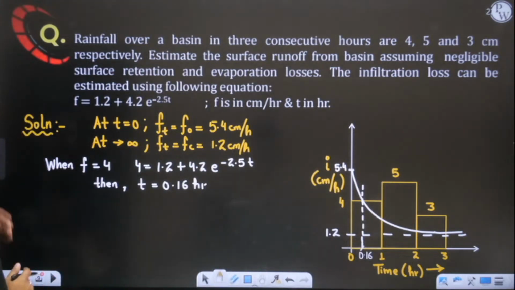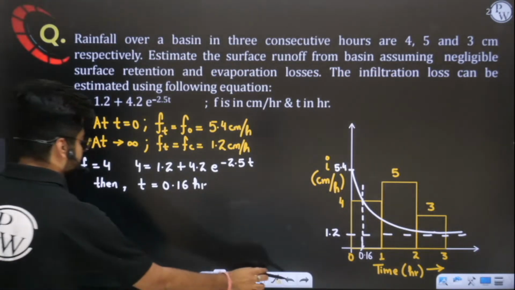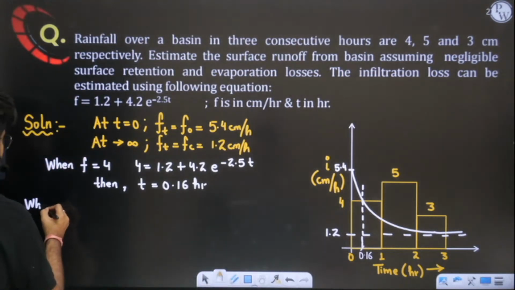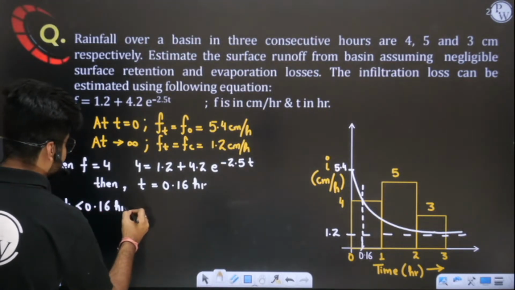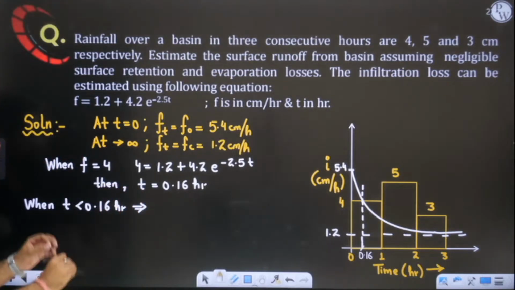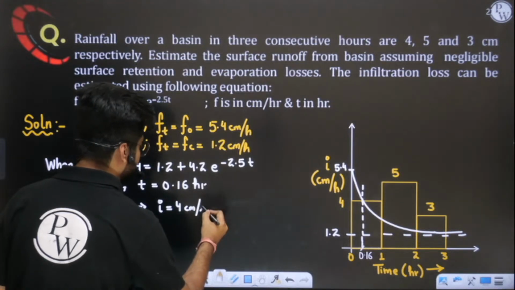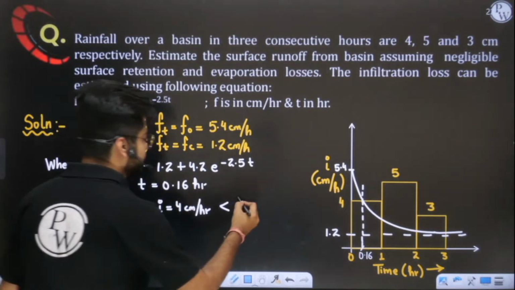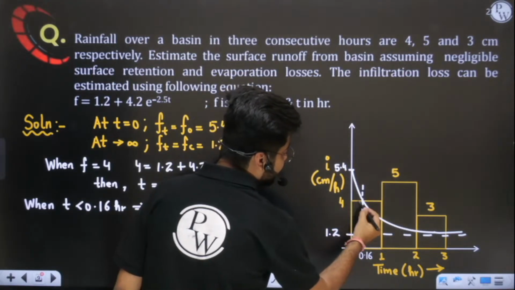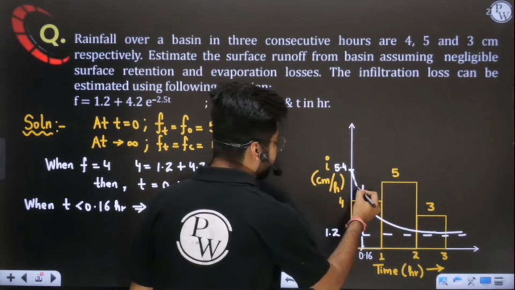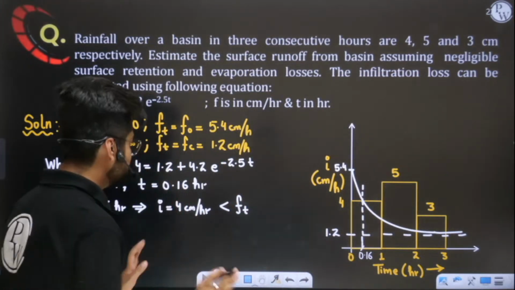I will say that when time period is less than 0.16 hour, we can see from this graph that intensity of rainfall, which is 4 centimeter per hour, is less than infiltration capacity. My graph is going above intensity of rainfall. Infiltration curve is above intensity of rainfall. Yes or no? Can you understand this thing?